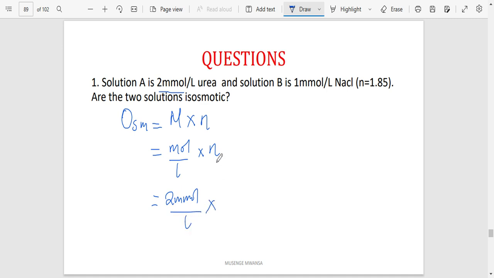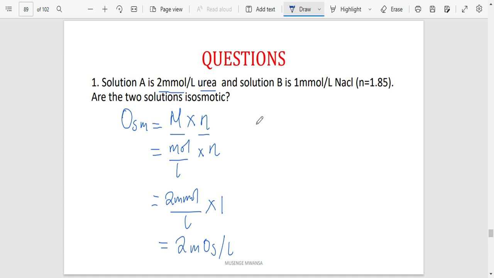When we multiply by N, now urea is a non-dissociating substance, meaning N is 1. So when you multiply molarity by N, what happens is the unit changes. So then the answer is going to be 2 milliosmole per liter. We have a liter down, that is why I'm putting per liter. So this is the osmolarity.